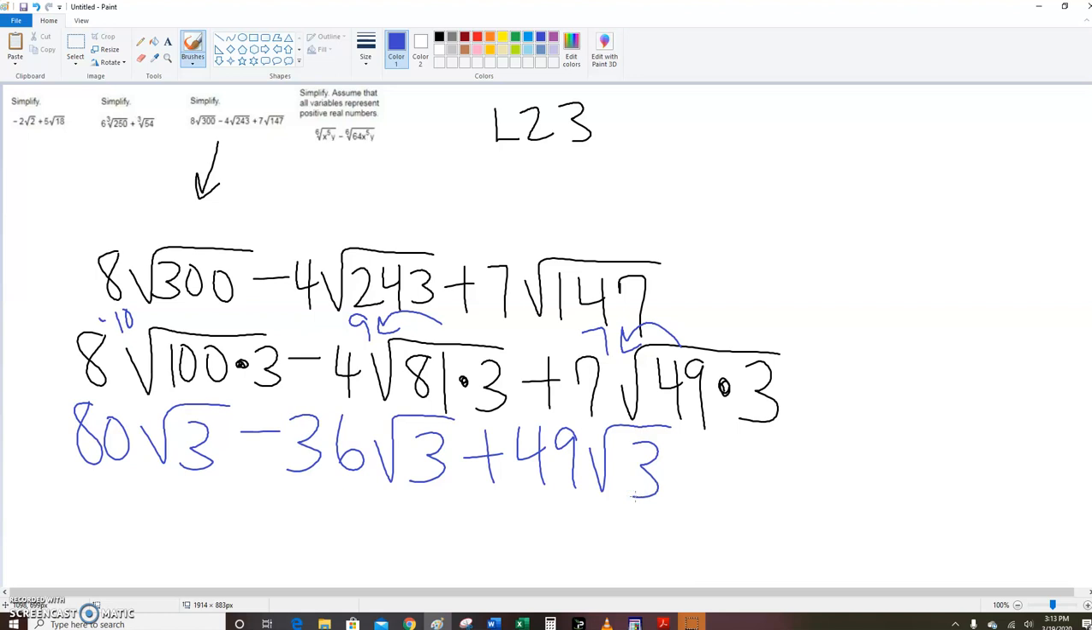And the last step is to combine all of your square root of 3's together. So 80 minus 36 is 44. Plus 49 gives you 93 on the square root of 3.